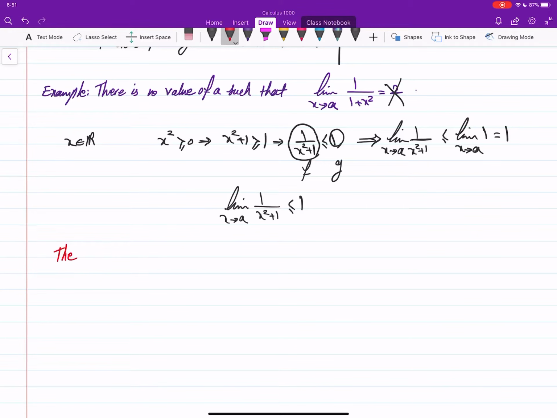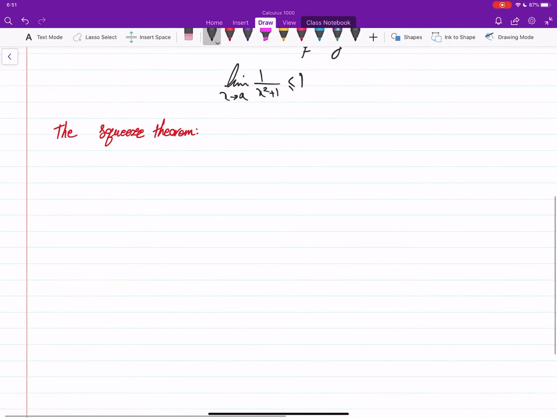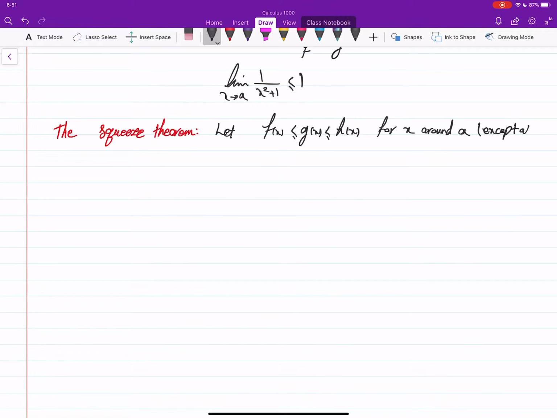But a slightly more elaborate application of that will give us what we call the squeeze theorem. In the squeeze theorem, you have three functions. Let f of x be less than or equal to g of x, less than or equal to h of x, for x near a, but again except at a. So you can always exclude a, the point, because we are going to find a limit as x approaches a.